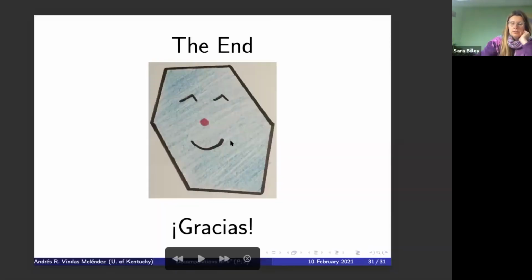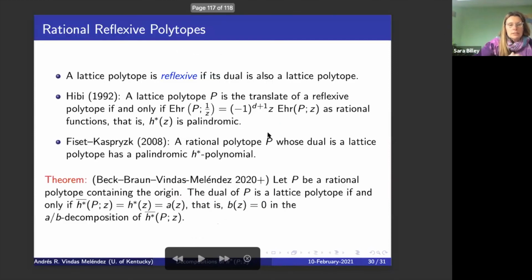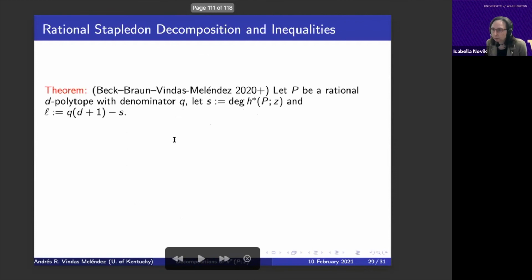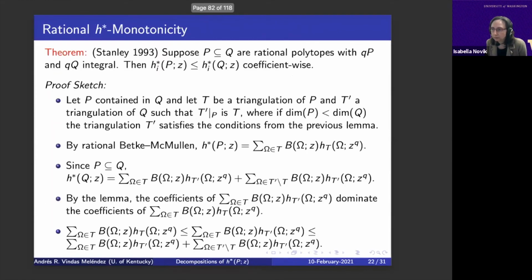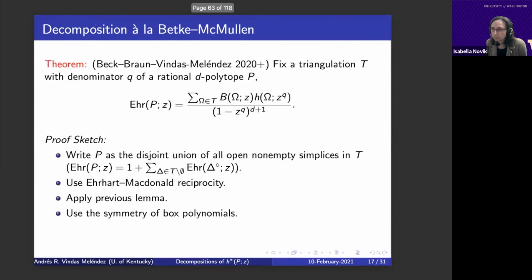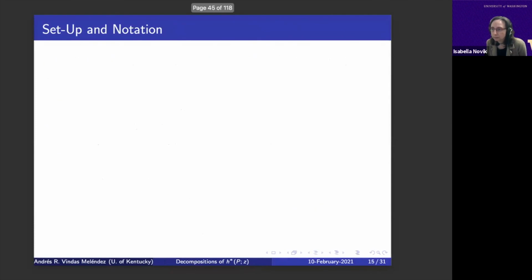Sorry, I stopped your screen sharing there. It was so we could applaud appropriately. Which one, sorry, Isabella? The definition of the H polynomial once again. Yeah, sorry. There it goes. Yeah.